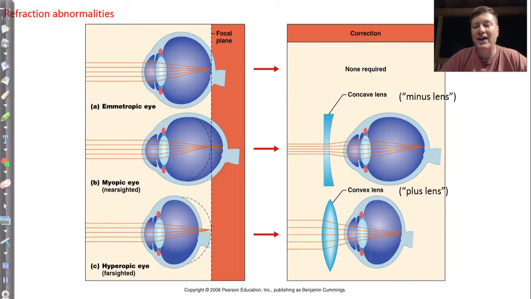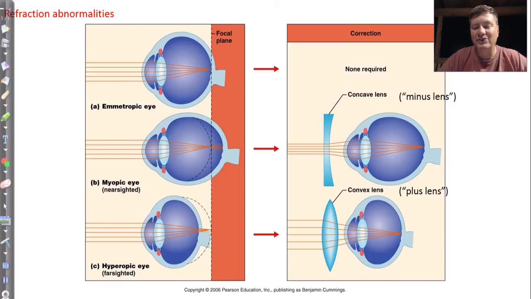How do we handle that? We give someone a prescription for glasses, and this might be a minus lens. That is, you'll see in the prescription minus 1.5 or minus 2 or minus 0.5. The minus indicates myopia, and so the concave lens is going to bend the light before it reaches the eye. So this is someone's glasses. It bends the light before it hits the cornea, passes through the lens, and then it's actually going to be in focus back here.